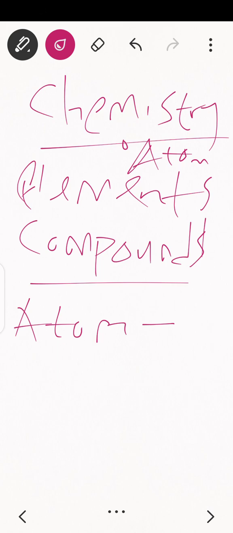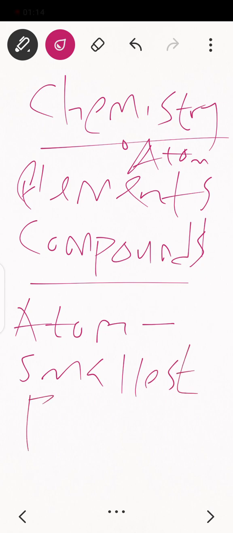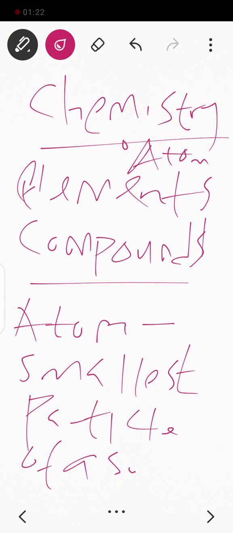You can simply say that it is the smallest particle of a substance. Take note of that. You can see that it is the smallest particle of a substance. So write it in full. Now, moving on. An atom is the smallest particle of a substance.